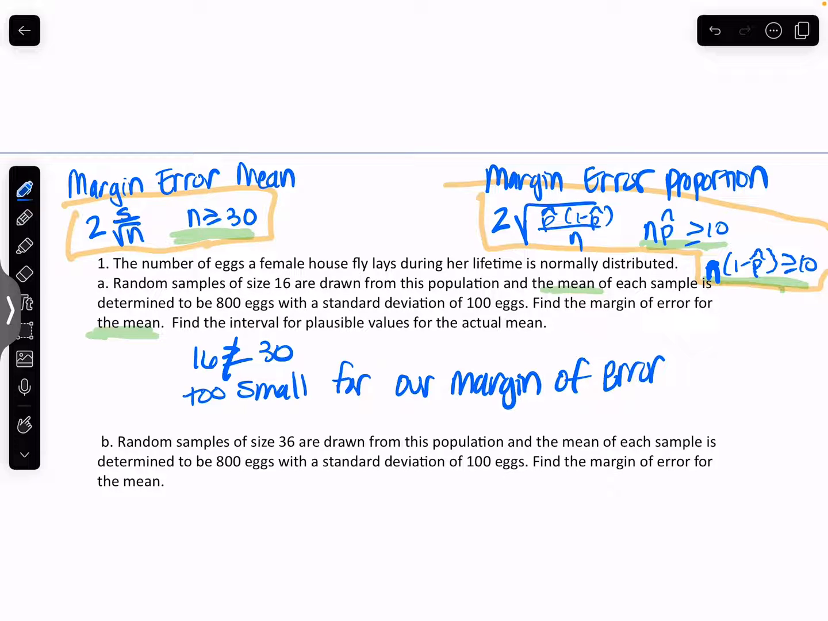If we look at the next one, random samples of size 36 are drawn from the population. The mean of each sample is determined to be 100 eggs with a standard deviation of 100 eggs. Find the margin of error for the mean. First of all, when we check, our n here is 36. Since 36 is greater than 30, that means we can use our formula.